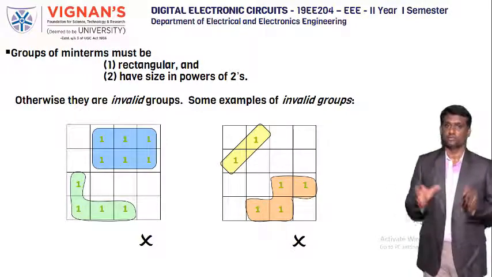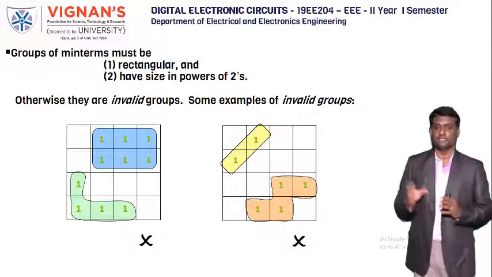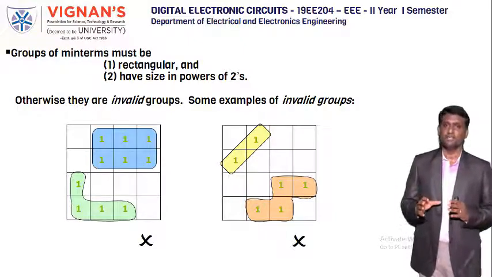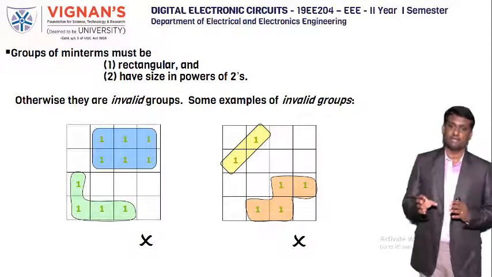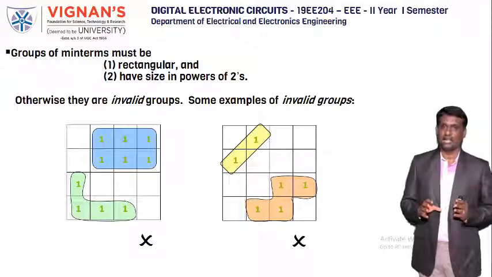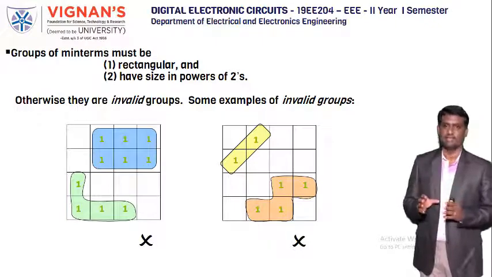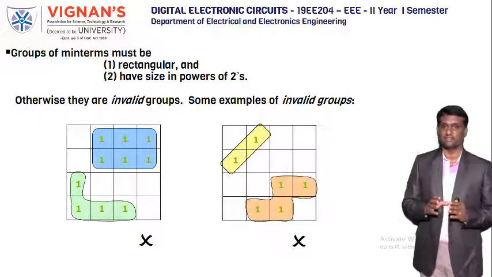Okay. So those groups should consist of... even though in the first example there is a possibility of grouping 4 ones, those 4 ones are not adjacent to each other, and the bit difference is also not 1. The bit difference should be maintained, but here there is no 1-bit difference.